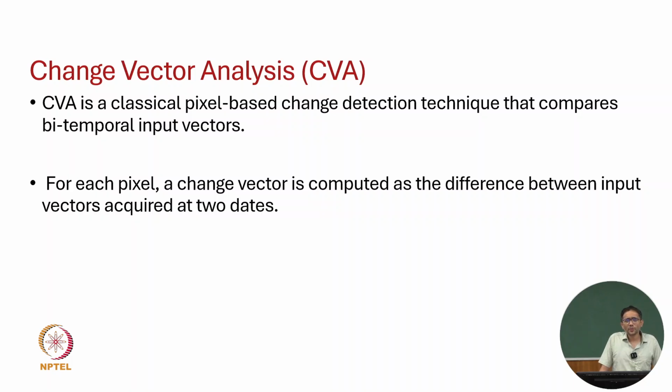One of the most popular approaches for unsupervised change detection in the era predating deep learning was change vector analysis. And indeed, when we talk about deep learning based unsupervised change detection, the extension is pretty much derived from this change vector analysis, called deep change vector analysis. This classical pixel-based change detection technique compares the input bitemporal vectors. For each pixel, a change vector is computed as the difference between the input vectors acquired at the two dates.